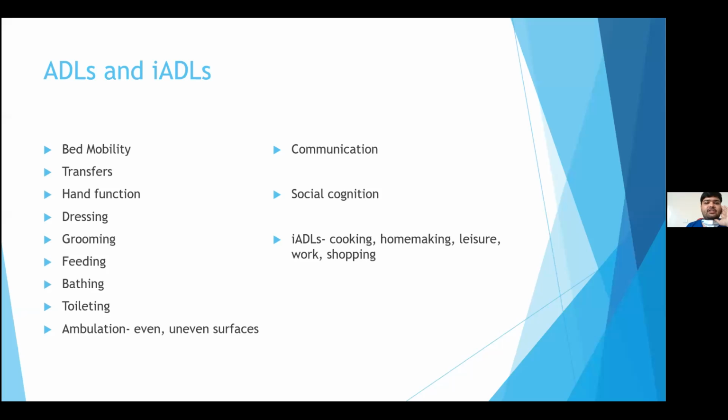And also social cognition in terms of interaction with people, how is their emotional continence, whether they have maladaptive responses such as emotional incontinence and crying. So in stroke, these are other aspects to look at in their ADLs. And in terms of their instrumental ADLs, we look at the ability to cook, take care of their home, leisure, can they get back to work? Are they involved in laundry and shopping? These are things that need to be addressed as well.